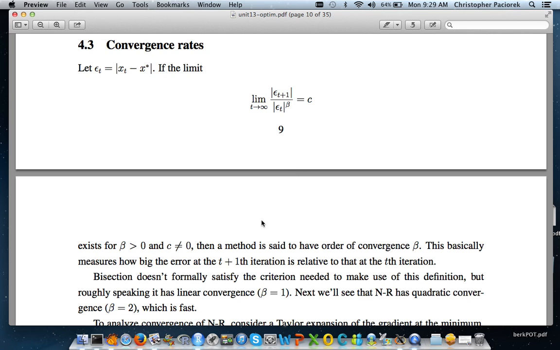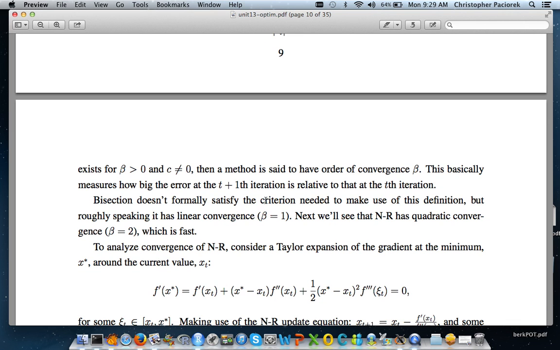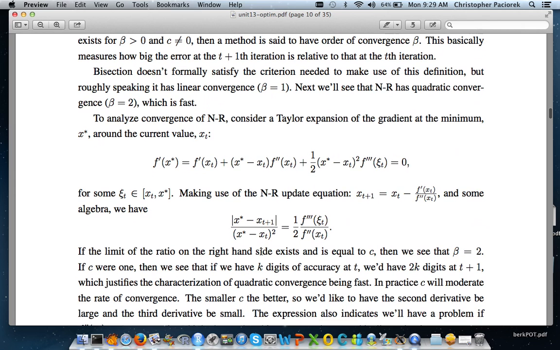So somewhat similar here. If beta is 2, this is called quadratic convergence, which is fast. If beta is 1, this is linear convergence, which is rather slower. So we can do a fairly straightforward analysis of the convergence rate for Newton-Raphson.